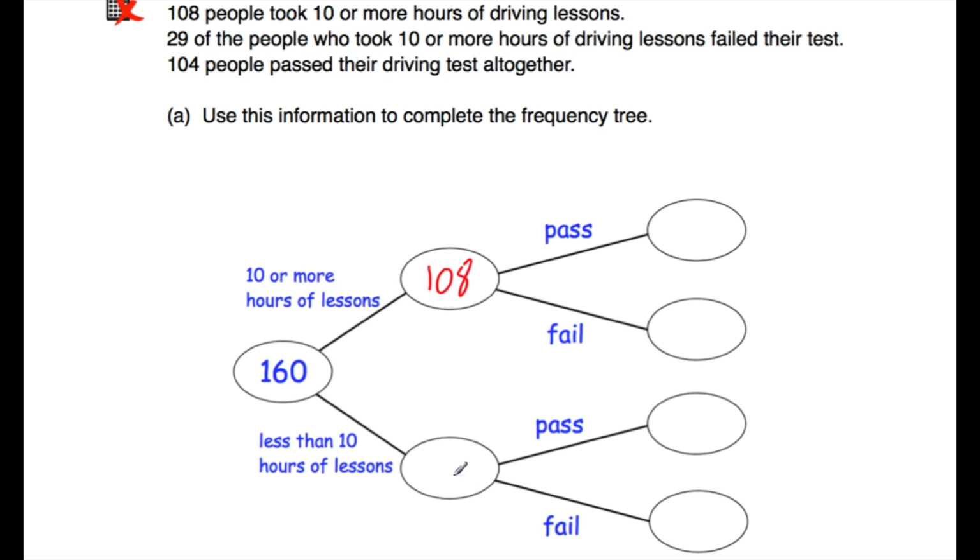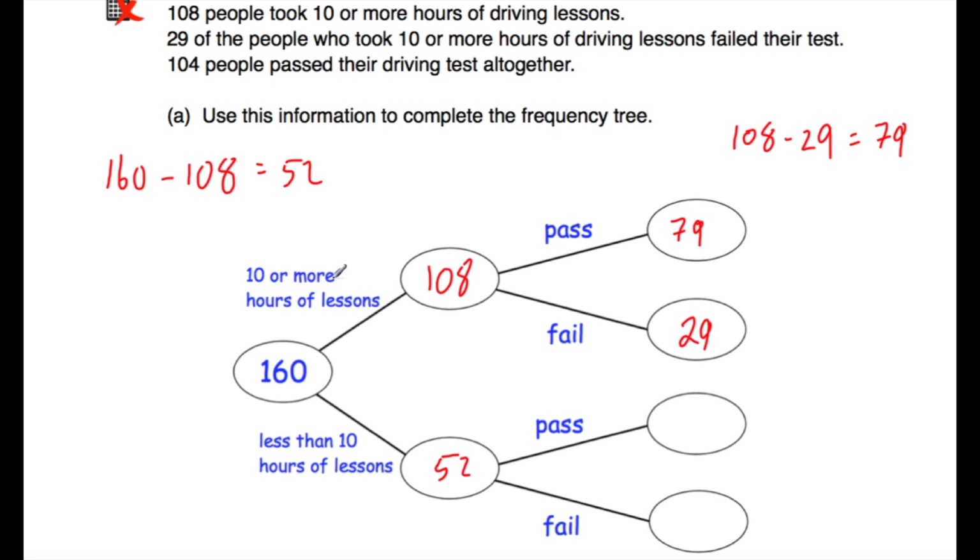And that means that less than 10 hours of driving lessons would have been the rest of them. So 160 take away 108 is equal to 52. So that means that 52 people took less than 10 hours. Now we're told that 29 of the people who took 10 or more hours failed the driving test. So out of these people, 29 of them failed. That means that the rest passed. So if we do 108 take away 29, that's equal to 79. So that means that 79 of the people who took 10 or more hours passed the driving test.